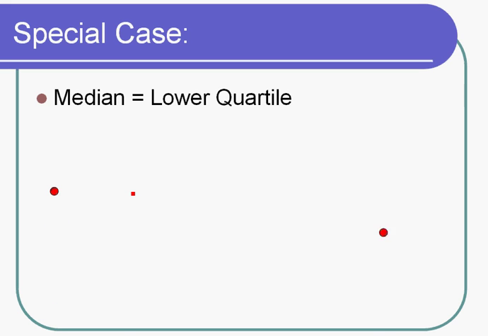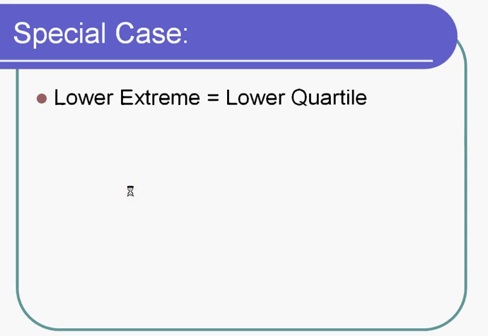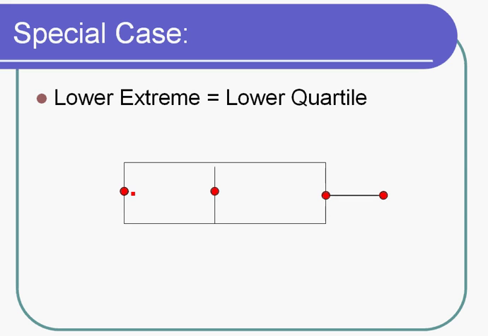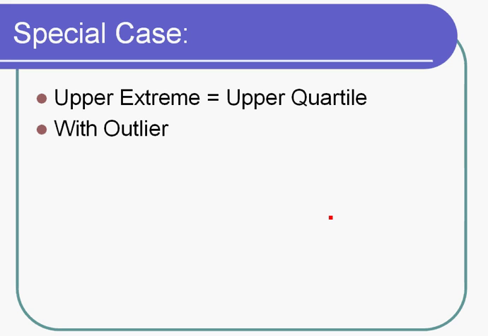Here's another special case. The lower extreme equals the lower quartile. When this happens, I'm only going to have one whisker. And it could happen on the other end too if the upper quartile and the upper extreme were the same. Here's a special case where our upper extreme and our upper quartile are the same. But in this case, there was an outlier as well.